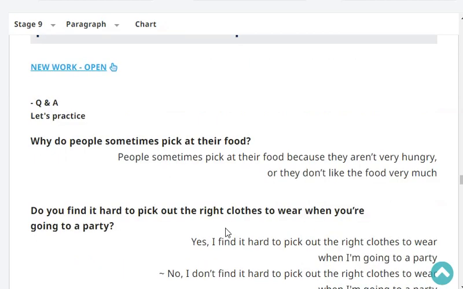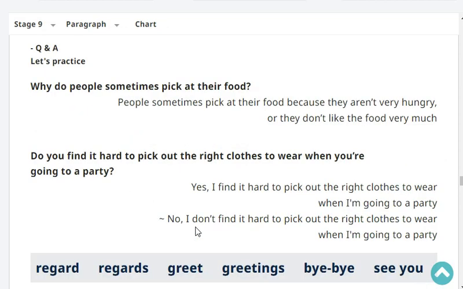Why do people sometimes pick at their food? People sometimes pick at their food because they aren't very hungry or they don't like the food very much. Very good. Do you find it hard to pick out the right clothes to wear when you're going to a party?